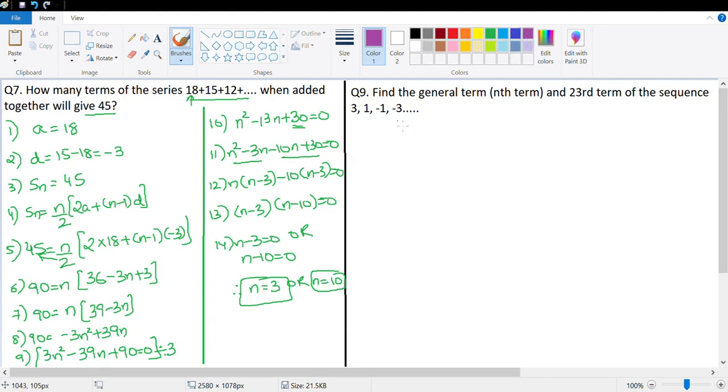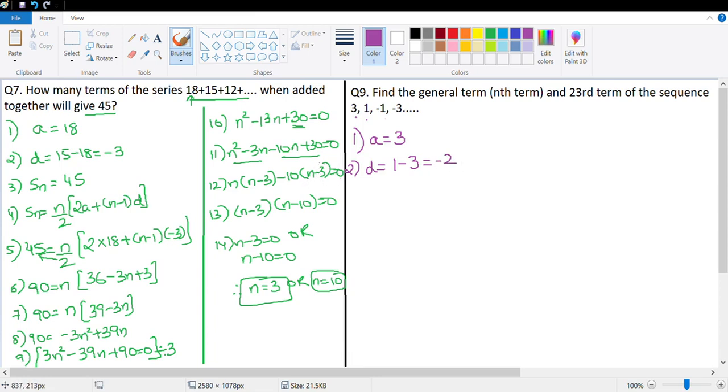Let's look at the next one. The next one is question number 9. Find the general term and the 23rd term of the sequence 3, 1, negative 1, negative 3. So A is equal to 3. D, which is the common difference, is equal to second term minus first term, in this case negative 2.